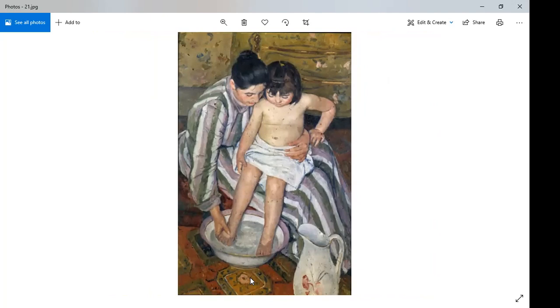So let's do the formal analysis. Well, diffuse modeling, right, is on the pitcher. I should say the basin. I guess it's a basin or bowl. You could call it a bowl of water. All of the background and foreground, and yet sharp and realistic textures are visible on the two human figures: their hair, their clothing, their skin. This is, of course, because of the diagonal angle, the oblique angle, a dynamic and mixed stability.